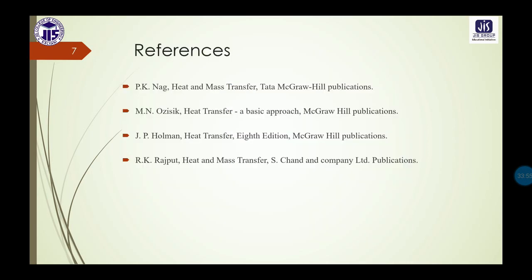So this is the end of this lecture. Today we have discussed a basic review of fluid mechanics and a basic introduction to convection heat transfer. In the next lecture we will be discussing the boundary layer concept, and based on that we will try to derive its associated equations and solve some numericals. So this is the end of this lecture.